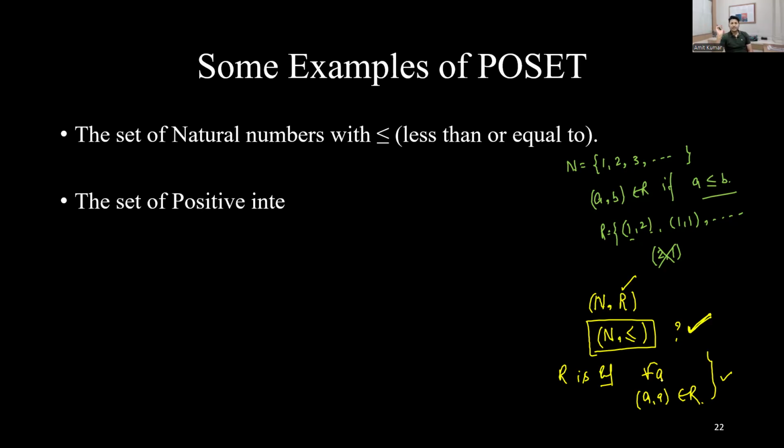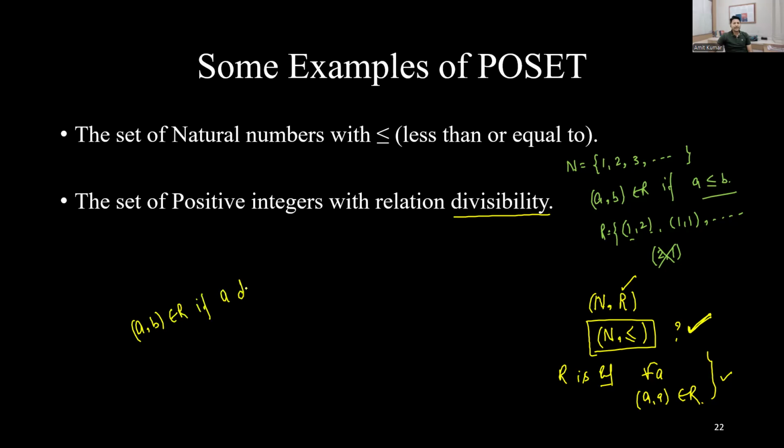Taking the second example, the set of positive integers with the relation divisibility. Now, divisibility, as we already discussed, means what? The relation is defined such that (A, B) belongs to R if A divides B. And divides means we are talking about complete divisibility. This is how it can be written mathematically also. So they are saying (A, B) belongs to R if A divides B.